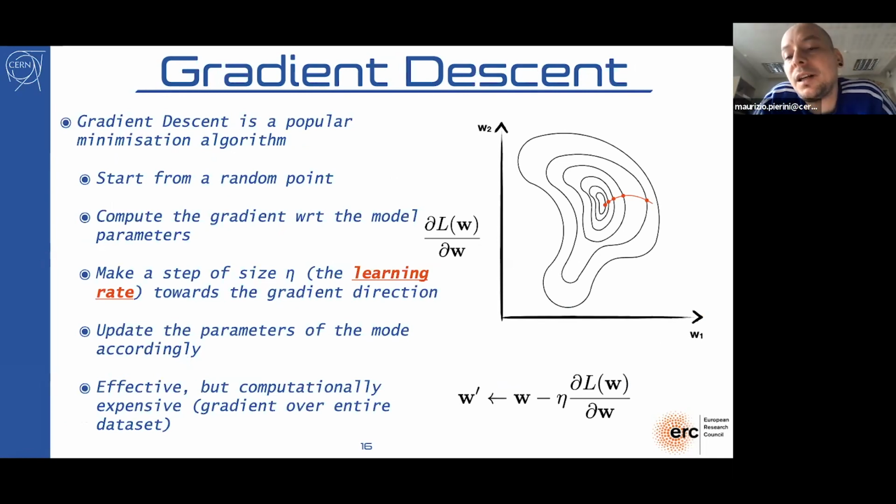And the problem is to find a recipe to minimize your loss function that works and scales when the number of inputs go very, very high. And this is done typically with a gradient descent algorithm. So you sit in some point, you compute the gradient, and then you descend the valley just going opposite to the direction where the gradient is maximum. And you do this taking a step which has size eta, which is the learning rate.